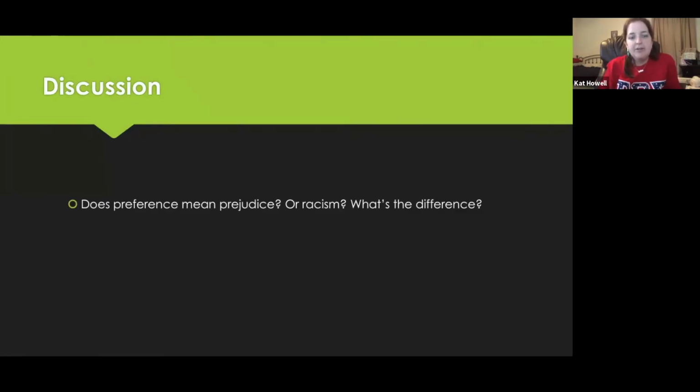So now we'll have some more discussion. Does preference, like the automatic white preference, mean prejudice or racism, or what are your thoughts on that and what's the difference? There's not really a wrong answer, if that makes anyone feel better.